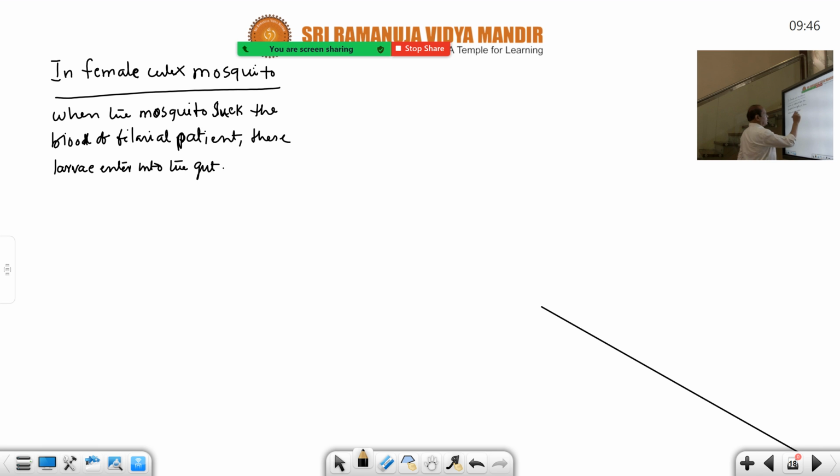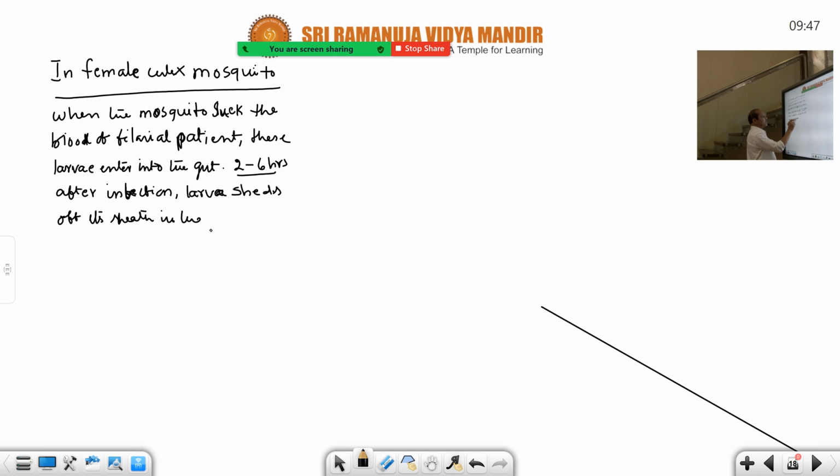Enter into the gut of mosquito. So here one thing happens. 2 to 6 hours after infection, you should underline this point. 2 to 6 hours after infection means after the entry of microfilaria into the gut of the mosquito. What happens is the larva loses its sheath. Larva sheds off its sheath. The location also should be clearly specified: in the midgut. The larva loses its sheath in the midgut. Midgut region means after the crop, that midgut is there. You should mention this midgut.